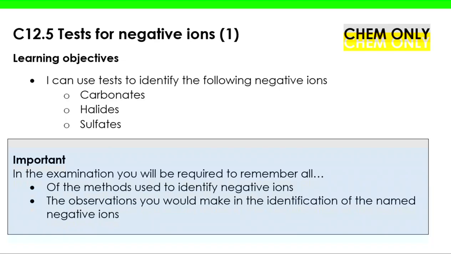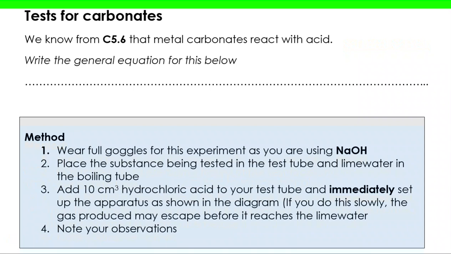Within this particular video, we are going to look at the test for carbonates, halide ions and sulfate ions. So, tests for negative ions. Similar to the positive ion tests that we looked at in the previous video, you are going to have to remember the methodology, what steps you go through, as well as the observations that you would make. So let's begin with the test for carbonates.